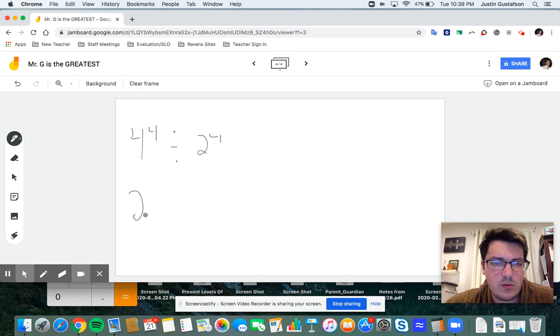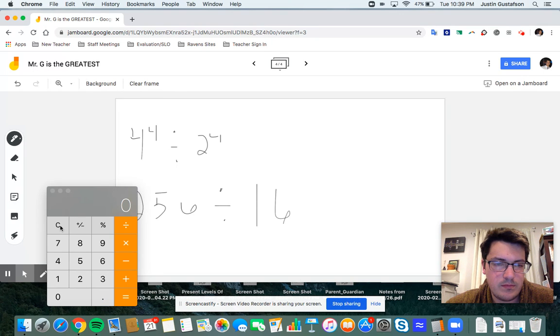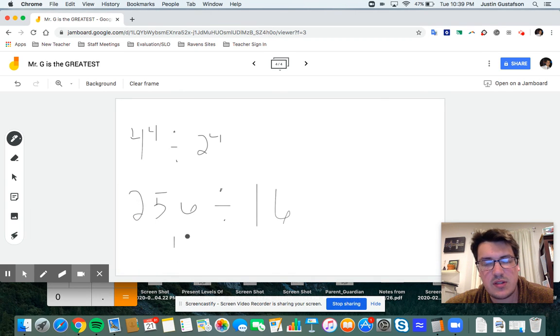Well, that's 256 divided by 16, right? There's our answer. 16 times 16 is 256, or 256 divided by 16 is 16. So again, we are looking for us to find our exponents. Transfer our exponents down, and like we did with addition and subtraction, we're doing with multiplication and division.